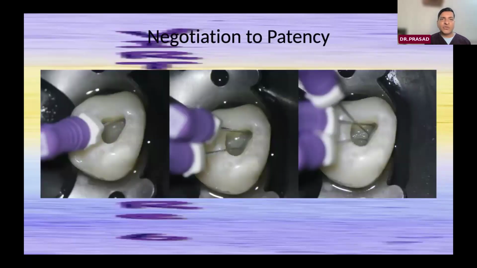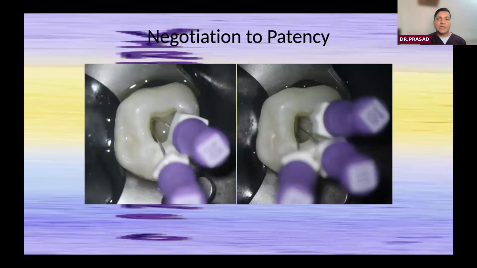The next step, once you know where the orifices are, is negotiation to patency, where I would prefer to use a number 10 K file. So here you have found one mesiobuccal canal. And if you're working under magnification, you will find mesiobuccal 1 and sometimes even mesiobuccal 2. So finally, I could find in this particular molar 3 mesiobuccal canals. So it is possible if you use magnification.